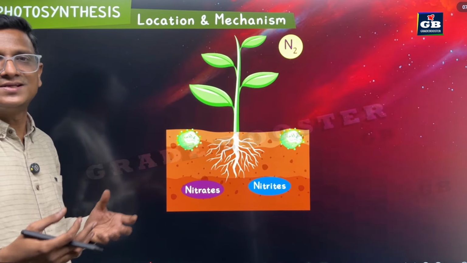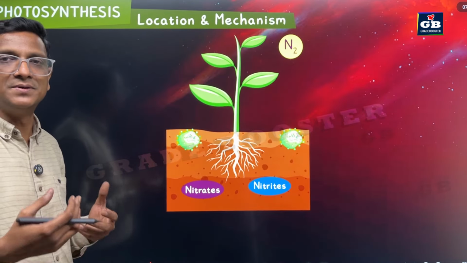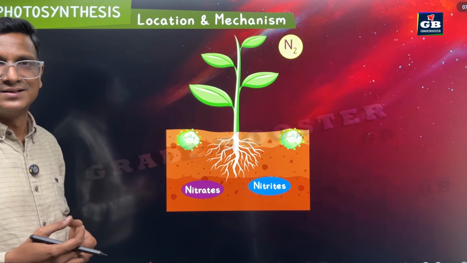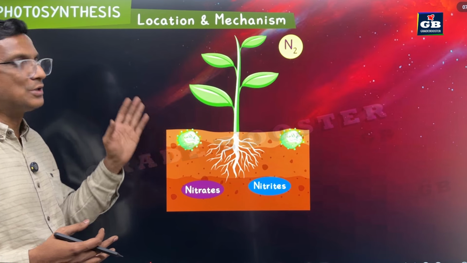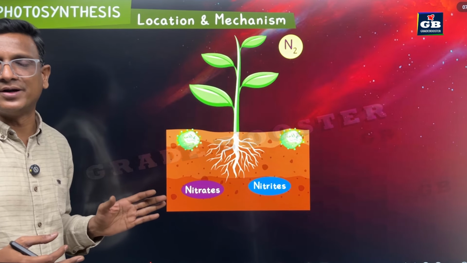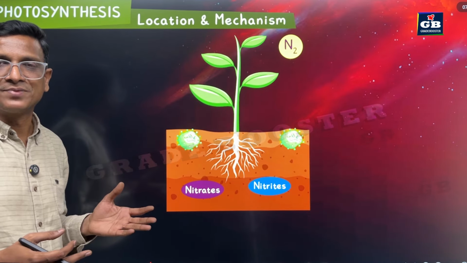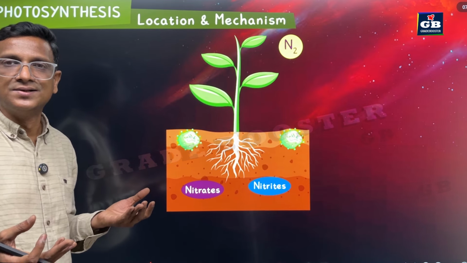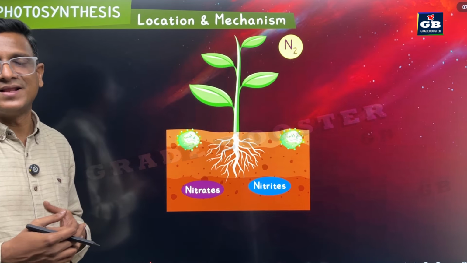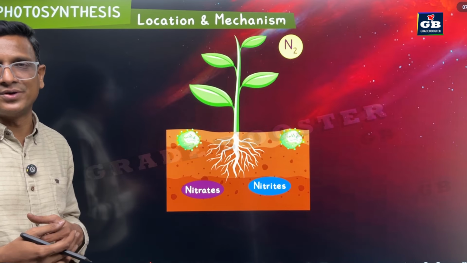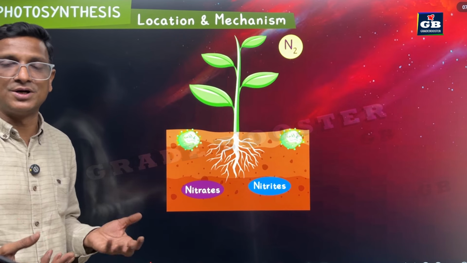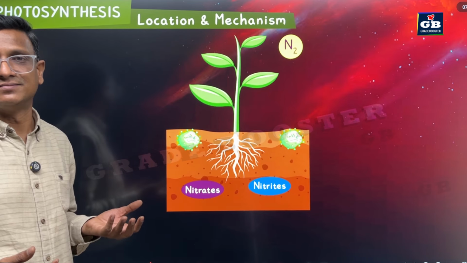So we have seen that plants prepare starch during photosynthesis. But plants not only make starch, not only make carbohydrate, plants also make proteins. See, for example, we are eating dal, pulses and beans. These are the products of plants. They contain protein. So we have seen how plants make carbohydrate like starch, but how do the plants make protein?